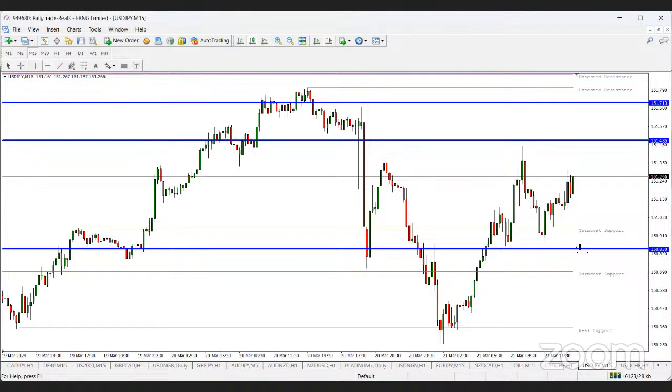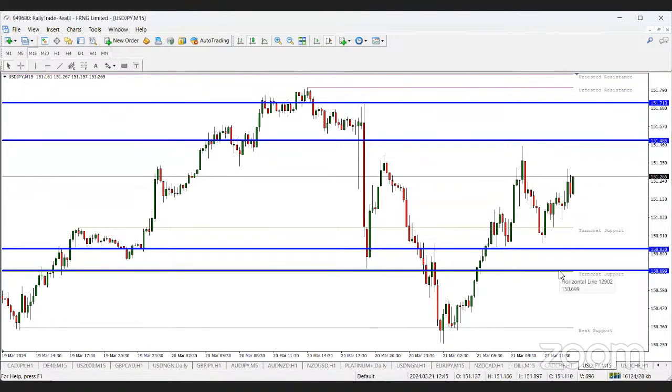But if I'm selling USD JPY, I would sell from 150.830, and I could also look out for around 15 pips of profit. Okay, so I'll take that again. My buy for USD JPY will be from 151.480 with around 20 pips of profit, while my sell will be from 150.830 with around 15 pips of profit.